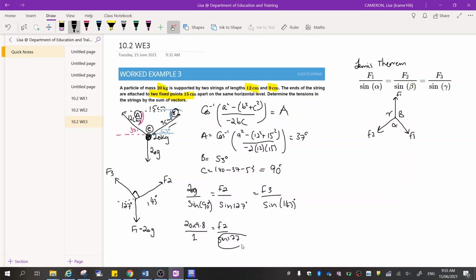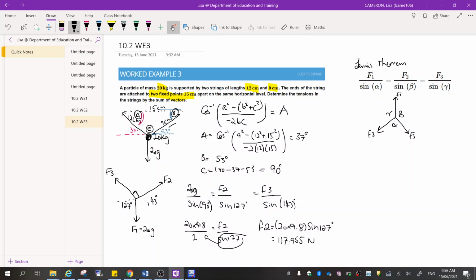Now that means I can take this and move it up to that side. So when I simplify this, the force F2 is going to be equal to 20 times 9.8 times sine 127 degrees. And when you pop that in the calculator, make sure that it is in the correct mode, which is degrees. It'll give you 117.955. Now, this is a tension in the string, so this is going to be in newtons.